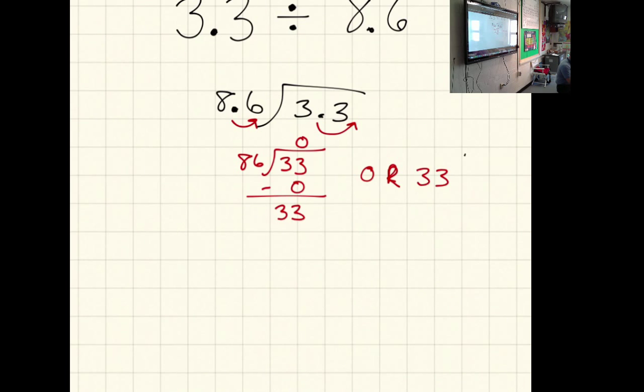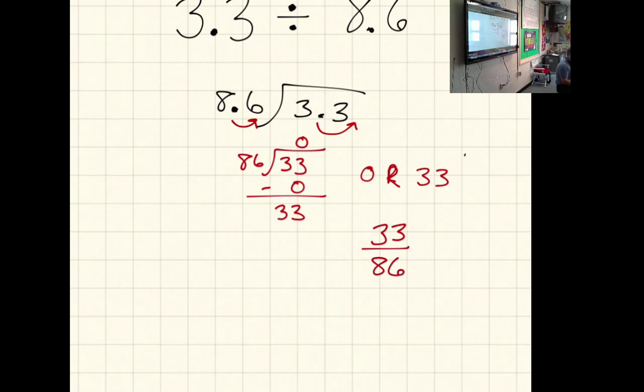Jackson? You mean for the fraction? Yeah, sure. 33 over 86? So it'd be 33 over 86. Yeah. Can that be simplified? Yeah. No. Just saying what's there. I'm not doing simplified. It could be by.